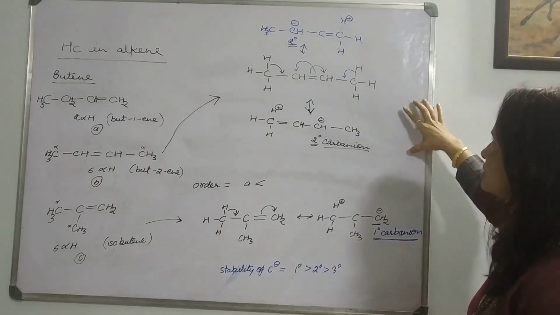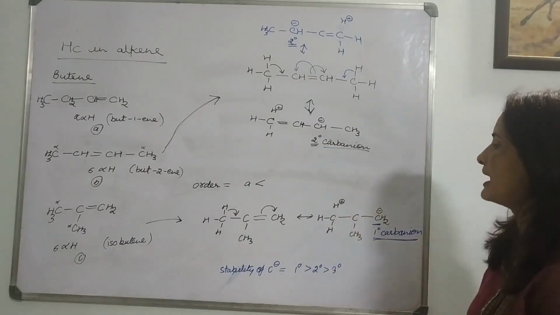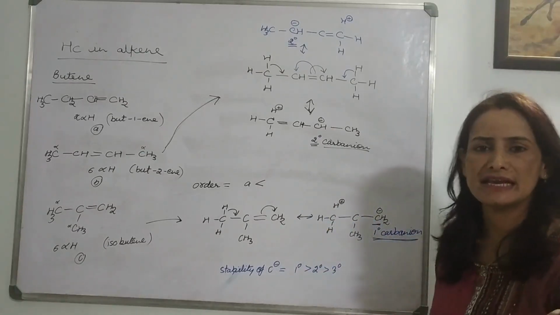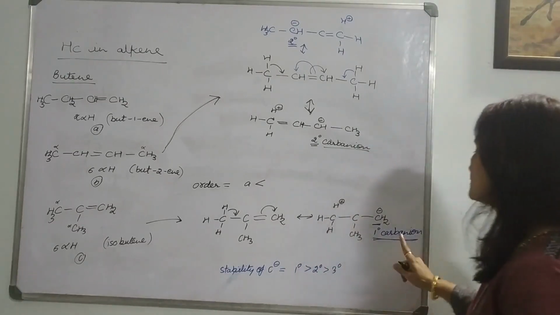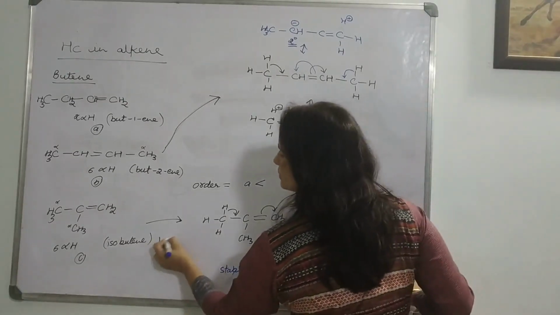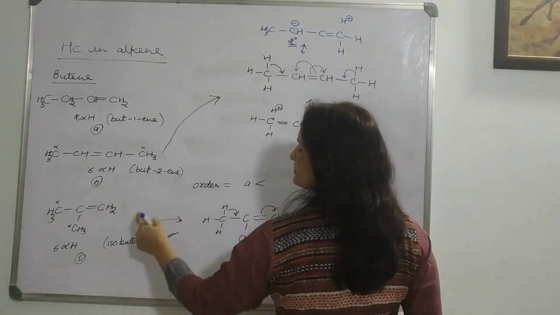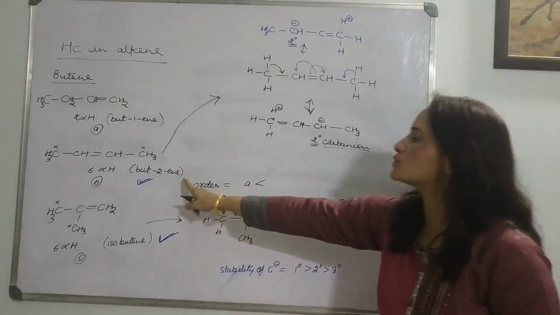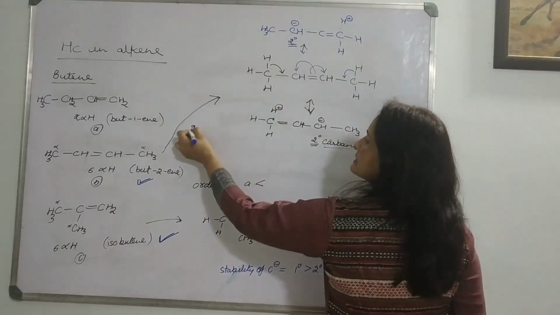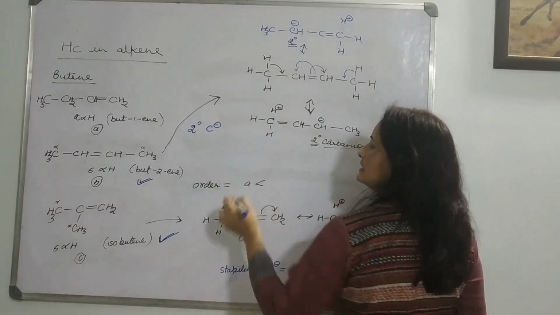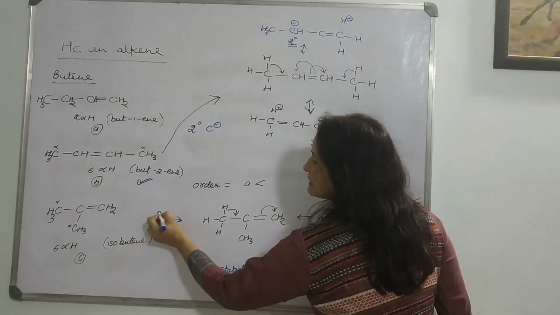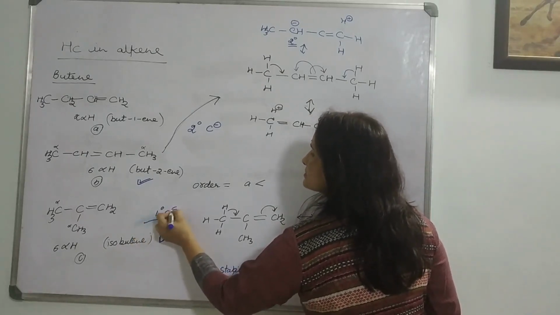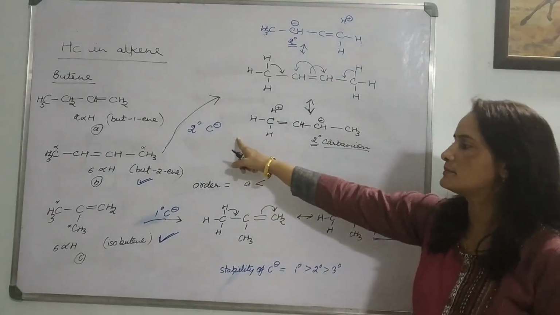But the hyperconjugative structure stability varies in terms of the carbanion, because whenever the hydrogen donates, the carbon gains electrons and becomes a carbanion. So that means isobutene is more stable than the but-2-ene, because but-2-ene is giving you what carbanion? Secondary carbanion. And isobutene is giving you primary carbanion. Primary carbanion means it is more stable in comparison to the butene.